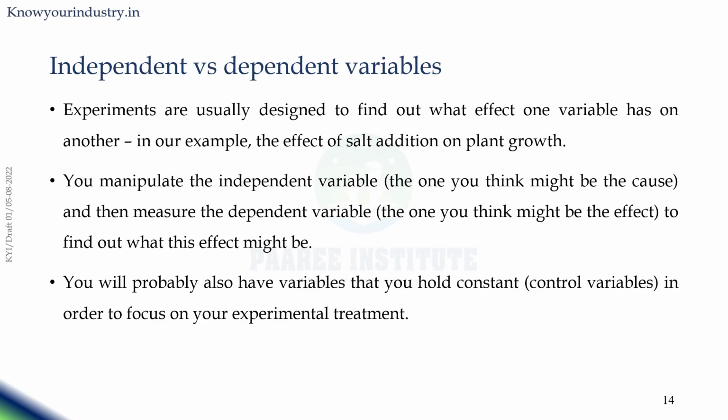So this is how we need to understand the sample size, how we take the sample from a population. Here we are going to understand the independent and dependent variable. Experiments are usually designed to find out what effect one variable has on another. In our example, we can see the effect of salt addition on plant growth. You manipulate the independent variable, the one you think might be the cause, and then measure the dependent variable, the one you think might be the effect, to find out what this effect might be. You will probably also have variables that you hold constant, called control variables, in order to focus on your experimental treatment. We will see this with the example.